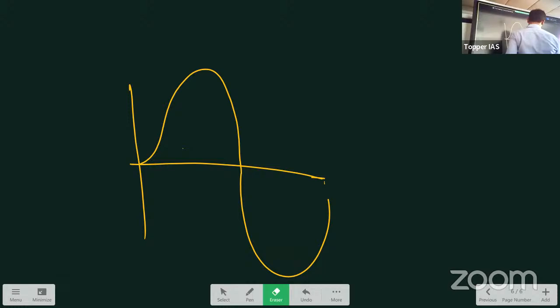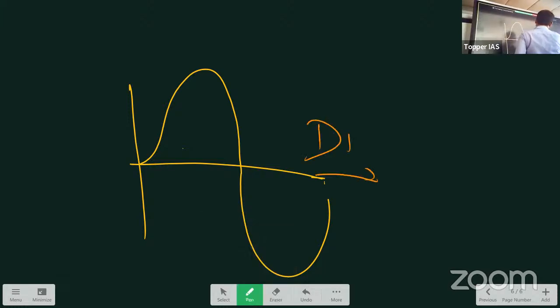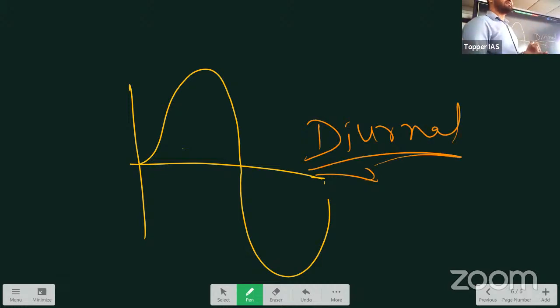So these tides are called diurnal. What are they called? Diurnal. So we have diurnal tides, semi-diurnal tides, and mixed tides. Correct? Semi-diurnal is the usual one. Mixed tide is the second most usual, and this is the rarest. So we have completed physical geography. We will go to currents.